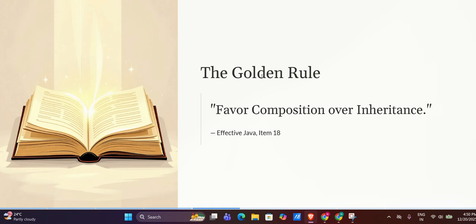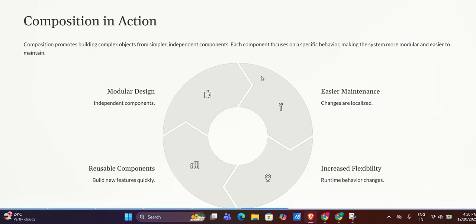The golden rule of composition: favor composition over inheritance. Effective Java, Item 18. Composition in action. Composition promotes building complex objects from smaller, independent parts. Each component focuses on a specific behavior, making the system more modular and easier to maintain.